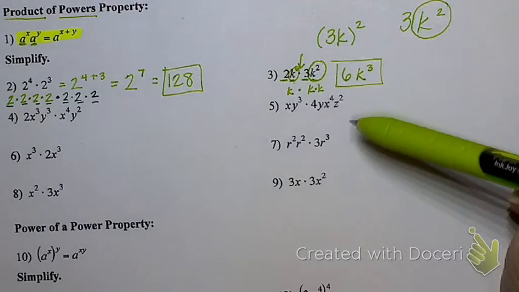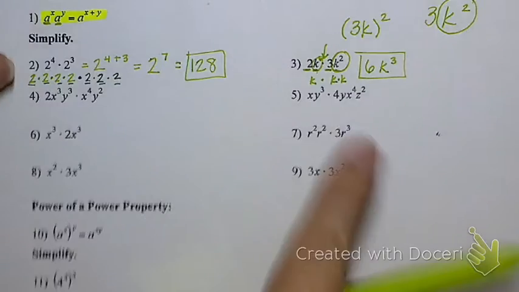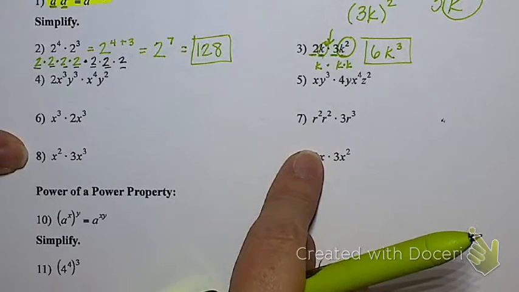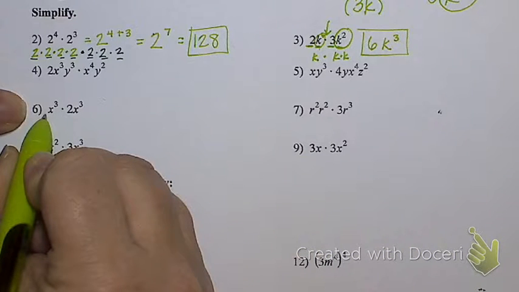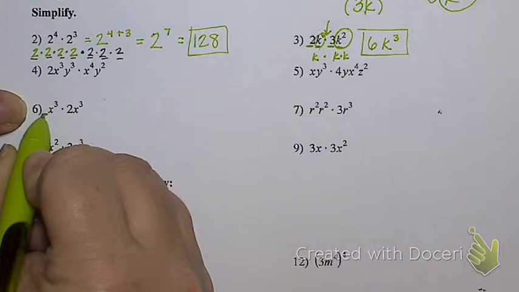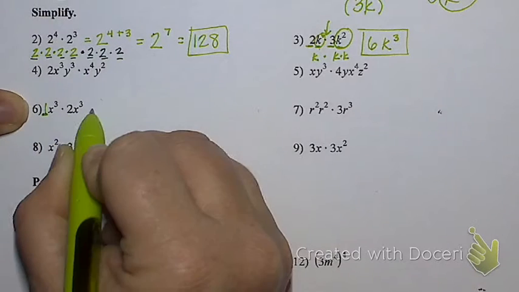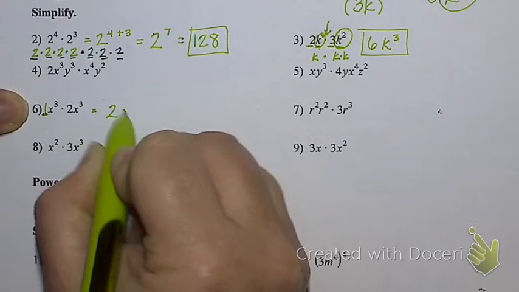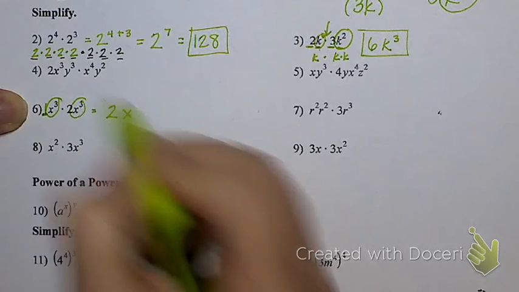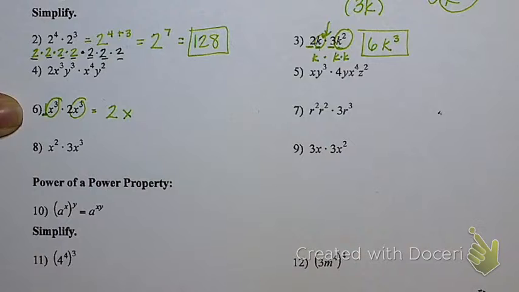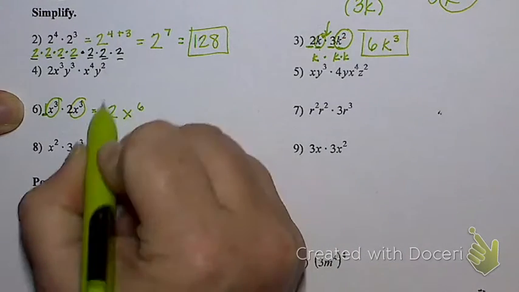Okay? So let's practice a few more of those to make sure we get it right. All right? I'm going to come back to 4 and 5. I kind of wish those were towards the end. But let's go to number 6. What's the coefficient here? 1 times 2 is 2. And then my powers, I have x to the 3rd and x to the 3rd. What am I going to do with those exponents? Add them. So I have 2x to the 6th as my answer.